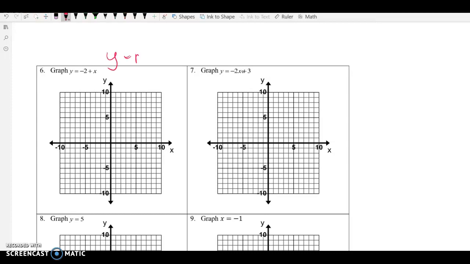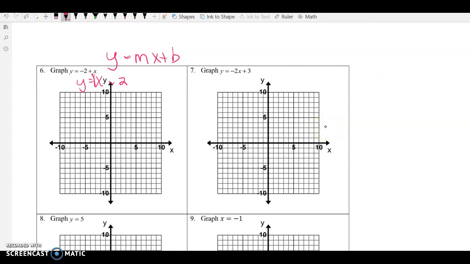Remember, slope-intercept form is y equals mx plus b. So a lot of students are going to assume that the slope for this one is -2. That's incorrect. I'm going to rearrange this so that we see our slope is x minus 2. Now, I can always put an invisible 1 in front of that x to remind me that my slope is 1, or 1 over 1.